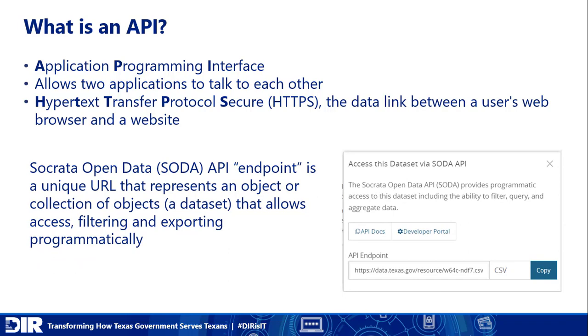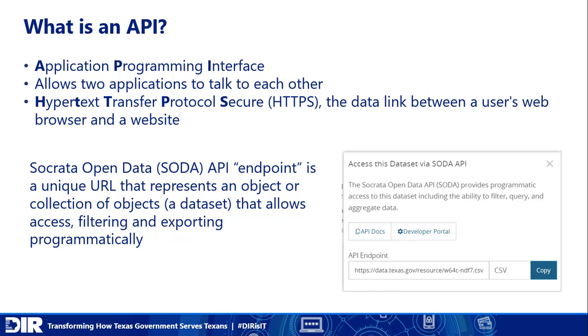Specifically for the Open Data Portal, we use the Socrata Open Data or SODA API endpoint. This URL exists for all datasets, both published versions and working copies. This endpoint allows you to consume data or publish to the dataset. In our case today, we're going to discuss exporting using the API.